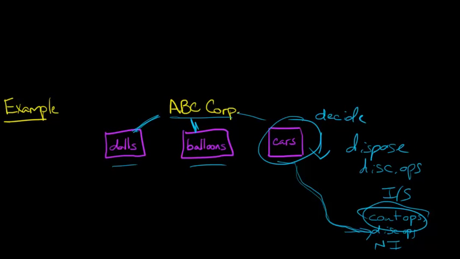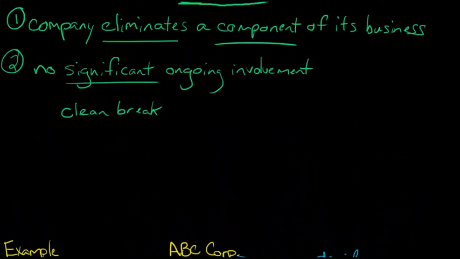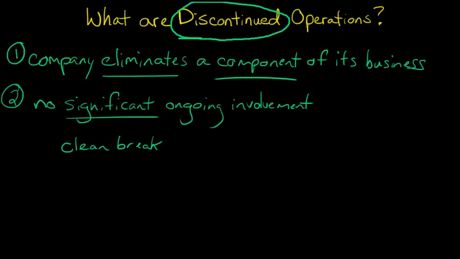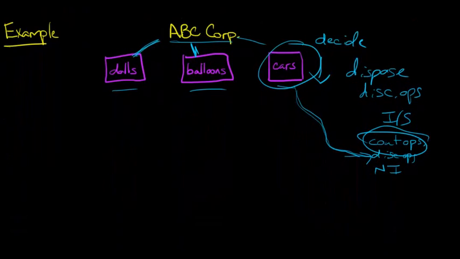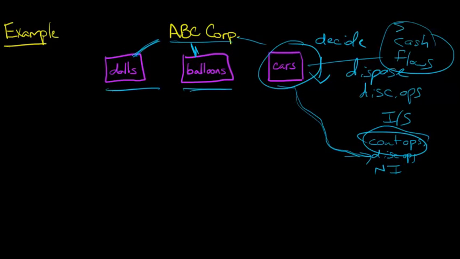But wait a minute. The important thing is that for it to actually be a discontinued operation, it has to be a component of the business. So, what does a component really mean? Well, it's something where we can clearly distinguish the cash flows. With this car component, or division, we can clearly distinguish its cash flows from the balloons and the dolls. We know how many cars we sold. We know what the cost of the cars was. We can separate the cash flows, and so we can distinguish and break this out from the rest.